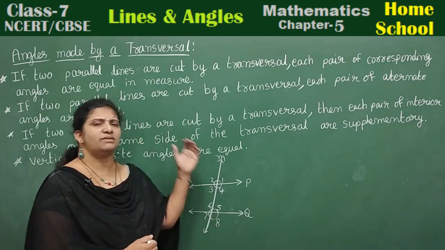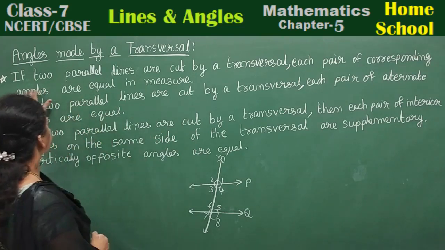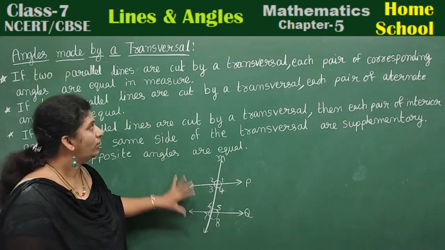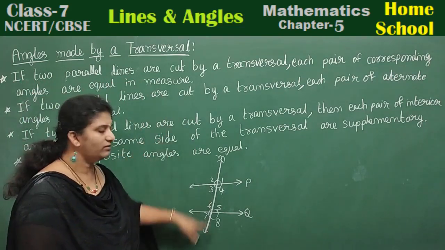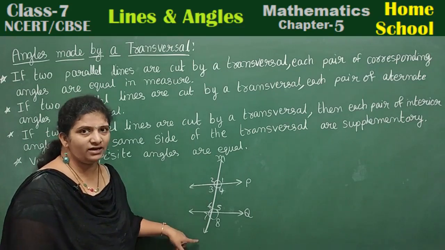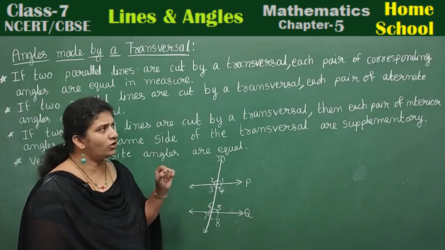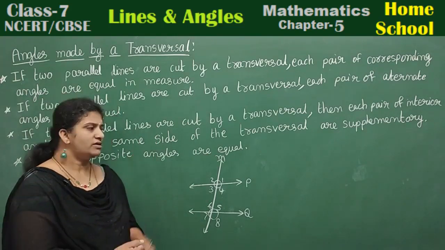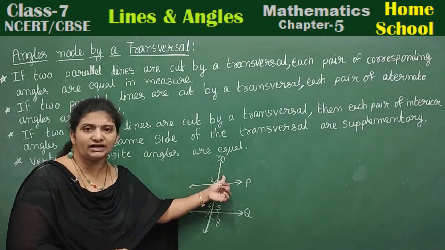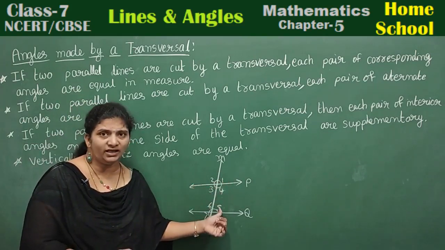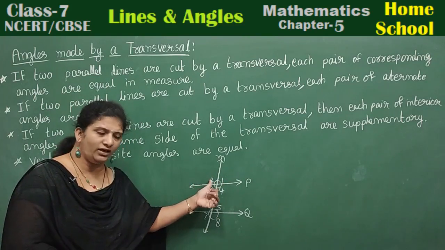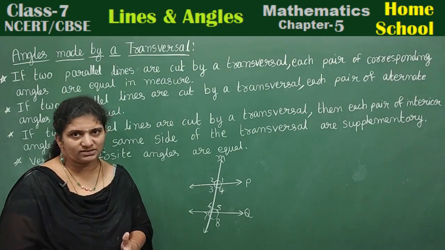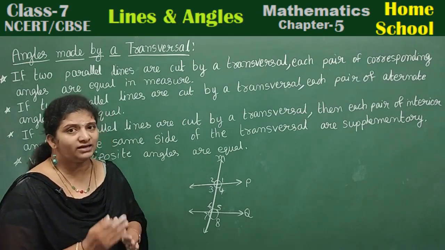Now we are going to remember some important points. What is that? See the first point. If two parallel lines, line P and line Q, are cut by a transversal, line M being the transversal, each pair of corresponding angles are equal in measure. Equal in measure means corresponding angles. Suppose this is 30 degrees, then this will be 30 degrees. If this is 150, then this will be 150. If two parallel lines are cut by a transversal, corresponding angles are equal.